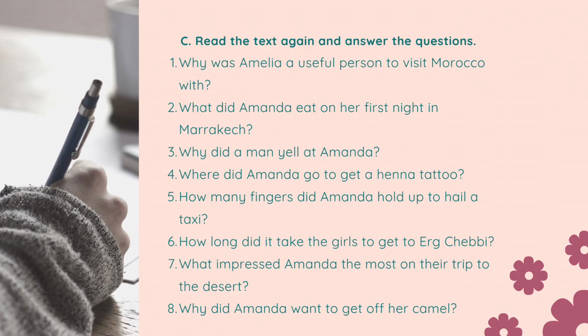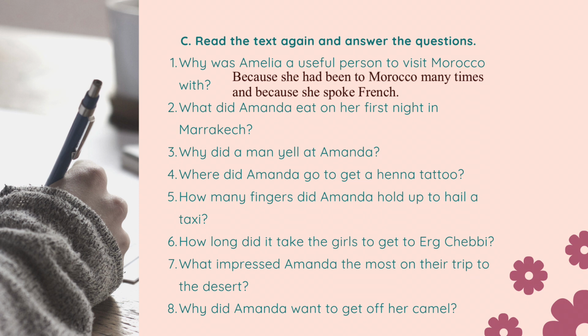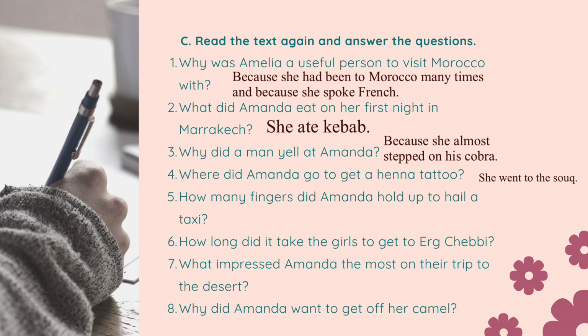Exercise C. Read the text again and answer the questions. Question number 1. Why was Amelia a useful person to visit Morocco with? The answer is because she had been to Morocco many times and because she spoke French. Number 2. What did Amanda eat on her first night in Marrakech? Yes, she ate kebab. Next question. Why did a man yell at Amanda? Because she almost stepped on his cobra. Number 4. Where did Amanda go to get a henna tattoo? Yes, she went to the souk.